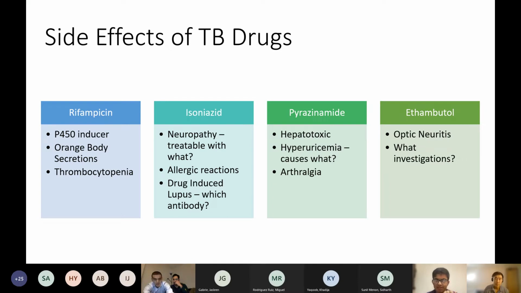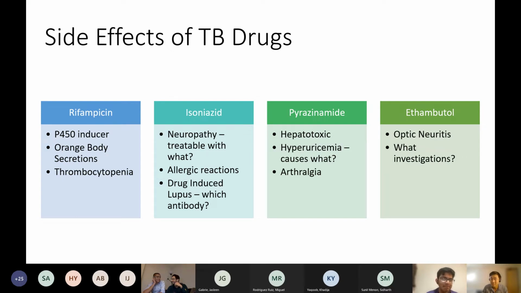Yeah, discoloration. It's not just urine, it's all secretions actually. Yeah, very good. That's a notable one. And then there's a liver thing that is very important, especially for rifampicin. Oh, that's a good answer, but we're still on rifampicin. But yes, we'll get back to it.